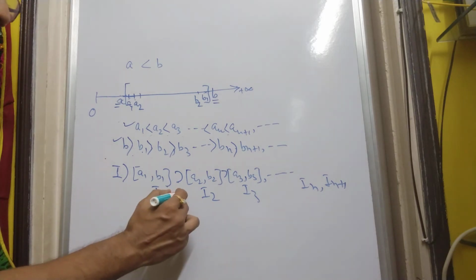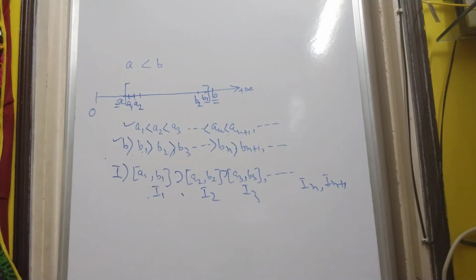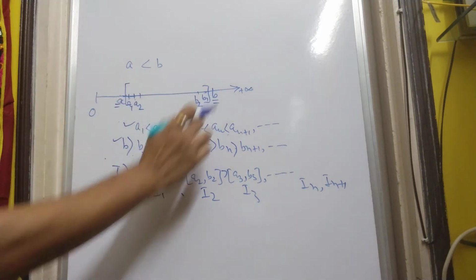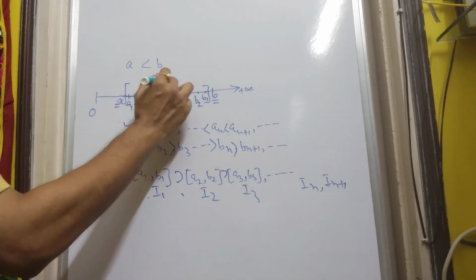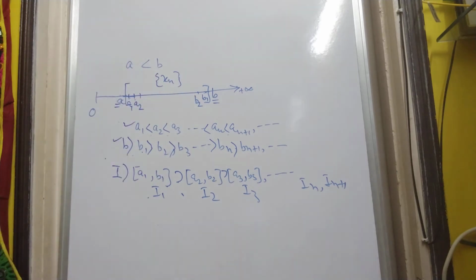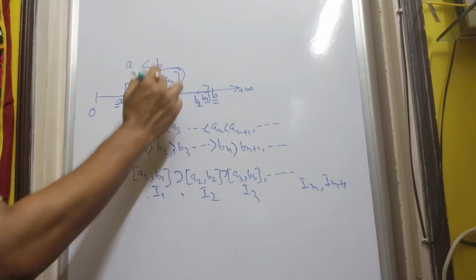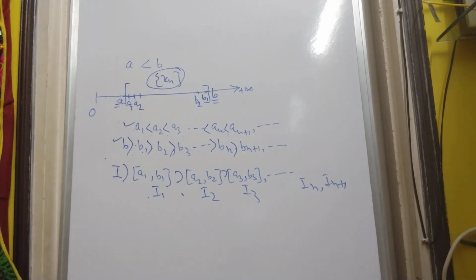And from this, we can easily infer that the basic idea of the Bolzano-Weierstrass theorem is proved, because this is a bounded interval. So we have a sequence xn which lies in this, and we can easily show that this has two convergent subsequences.